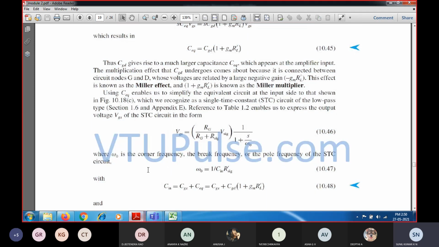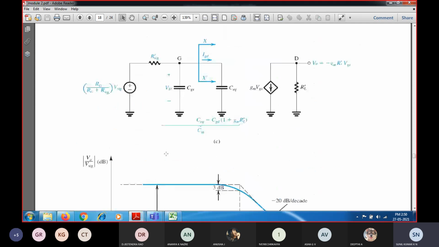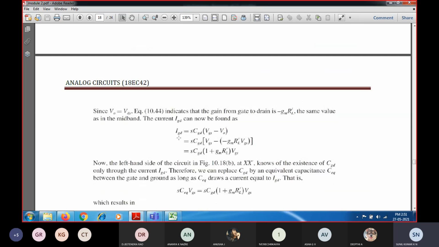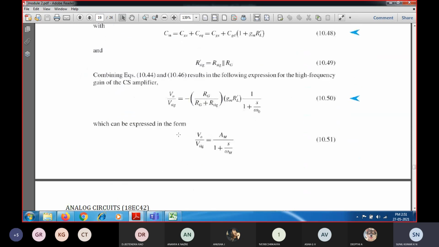So you can see this is the input side. We are going to make it into a single time constant network. So one R, the resistance part, has been done, and we need to find out the single equivalent capacitance, one reactance, we need to make it. Once the single resistance and one reactance have been done, you can find out the corresponding single time constant network, and then you can easily find out the gain.